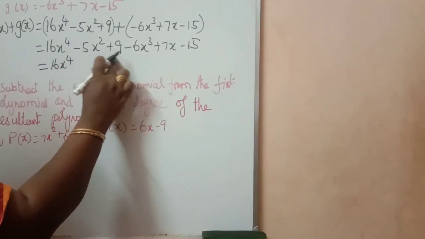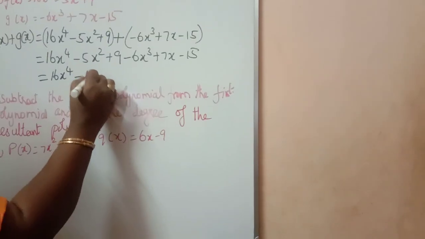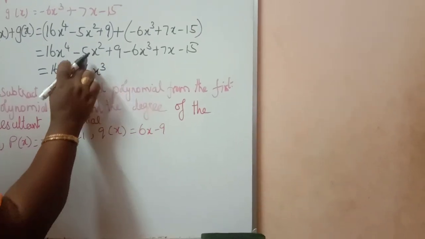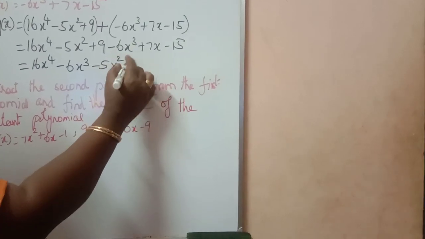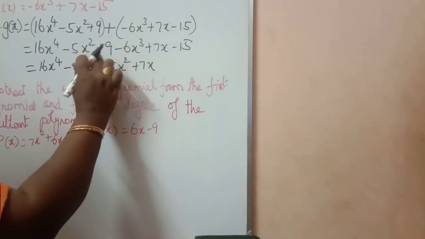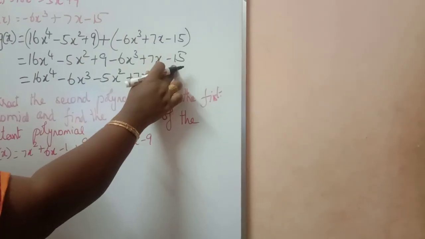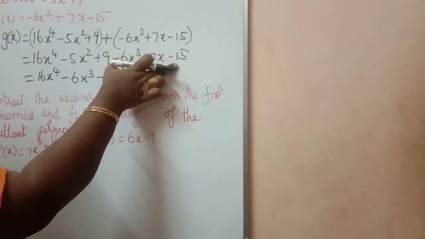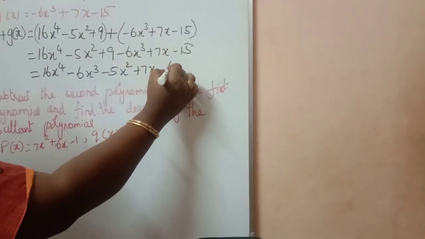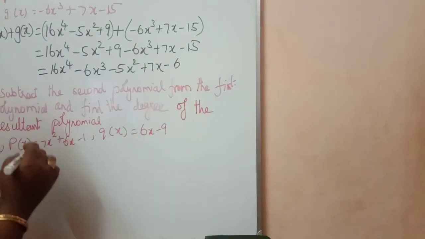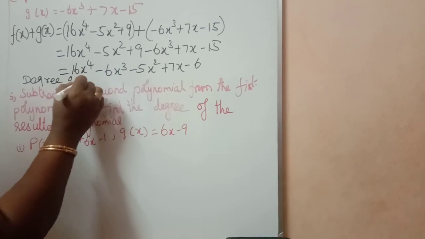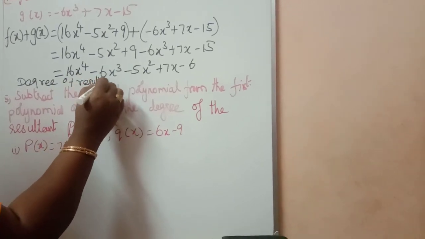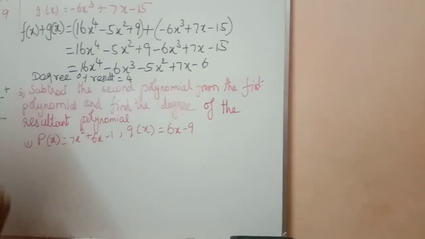X cube, one term is there, so minus 6x cube. Then x square, only one term, so minus 5x square. The next one term, so 7x. Then constant, two terms are there, plus 9 minus 15, different sign, subtract the numbers and put the greatest number's sign. Now the degree of this result is power 4, the greatest power 4.